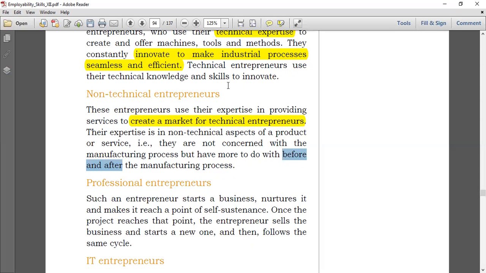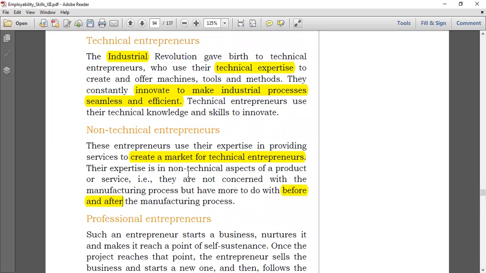So they are not concerned with whatever manufacturing is done. उनका manufacturing से कोई लेना देना नहीं. Manufacturing में कोई fault है, वो technical entrepreneurs handle करेंगे. So their work is done before any manufacturing process and after any manufacturing process, right? So manufacturing से पहले का analysis और manufacturing के बाद का analysis ये लोग देखते हैं.